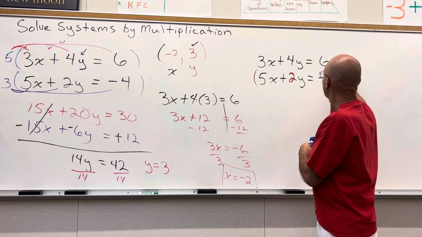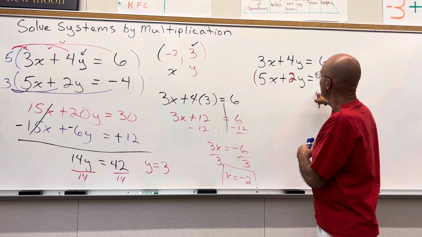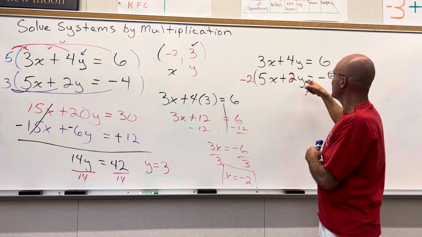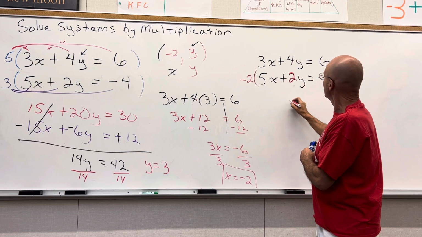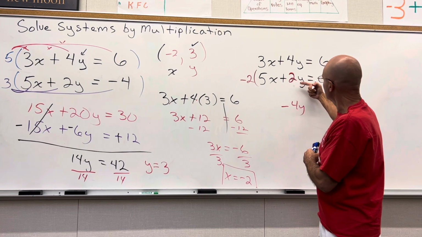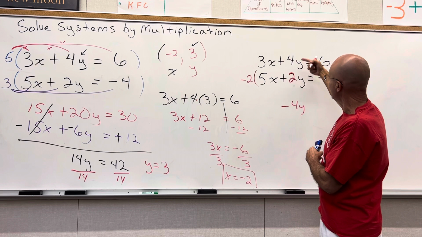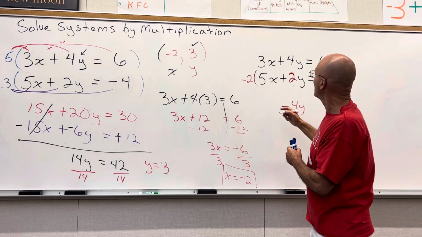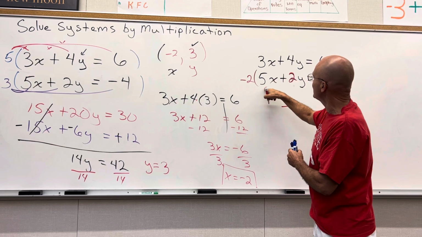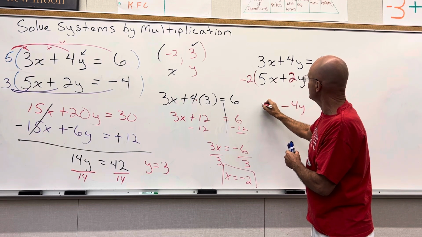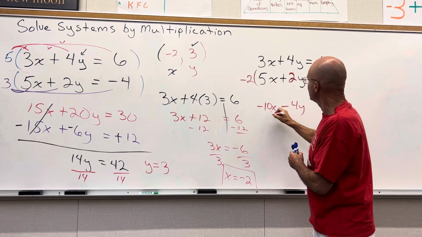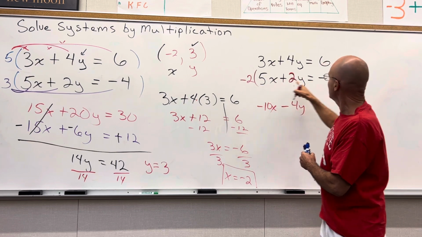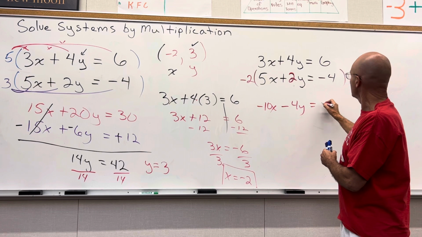I'm going to multiply this bottom equation by negative 2 and do the distributive property, because it'll turn this guy into negative 4y. This guy will turn into negative 4y. I can eliminate the y's, and I can get the work done a lot faster. So let's go ahead and multiply negative 2 times 5, which is negative 10x. Negative 2 times 2, which is negative 4y. Negative 2 times negative 4, which is positive 8.